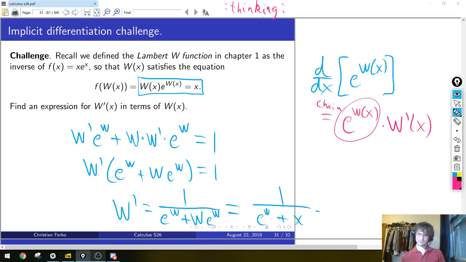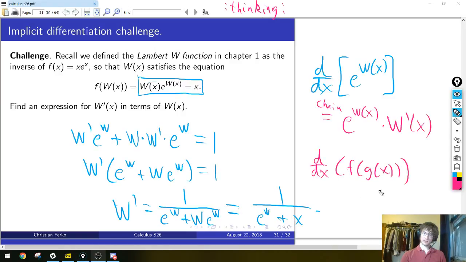I don't know. Okay, so the chain rule says the derivative of f of g of x is f prime of g of x times g prime of x. So importantly, when I take the derivative of the outside function, f prime, I plug in the inside function. I don't plug in x, I plug in g of x.